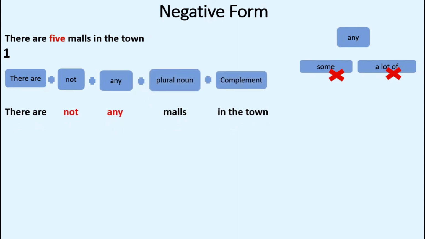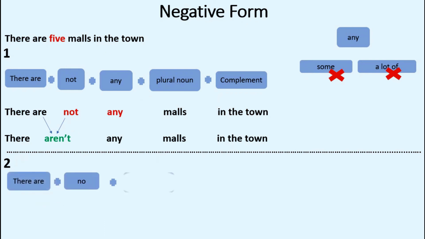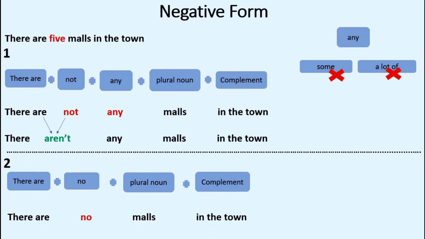For example, this positive sentence is going to be a negative form as below. There are not any malls in the town. Or we even can say there aren't any malls in the town. Regarding the second way of making your negative form for there are, we normally use there are plus no plus plural noun plus the complement. So I'm going to say there are no malls in the town.